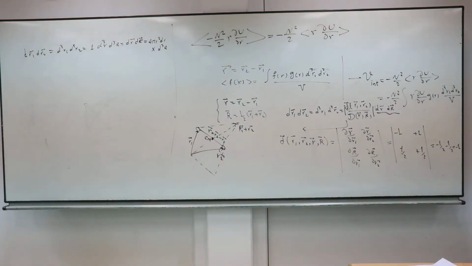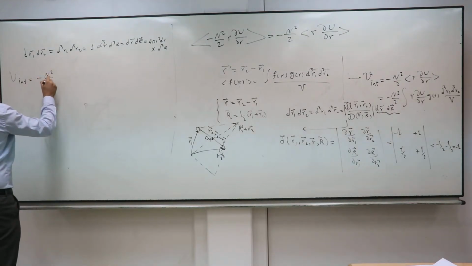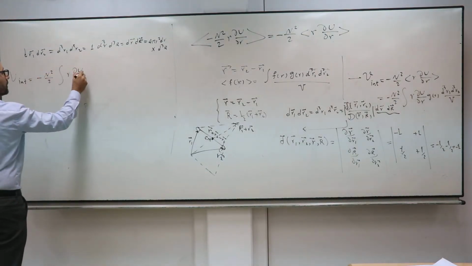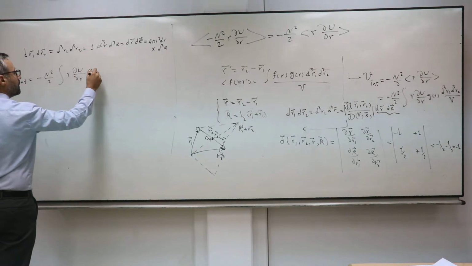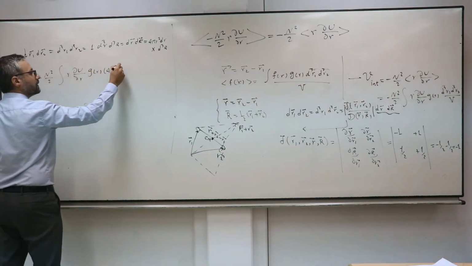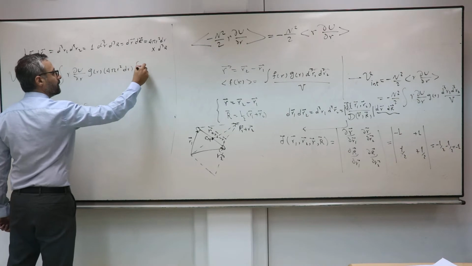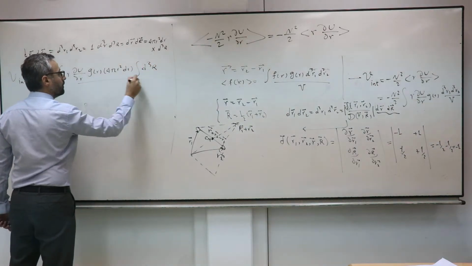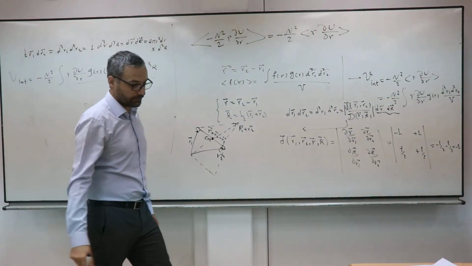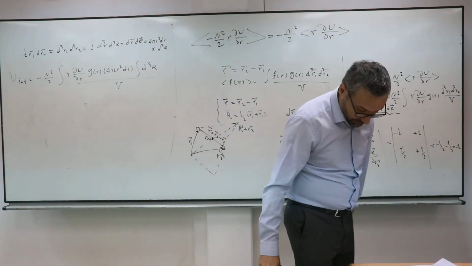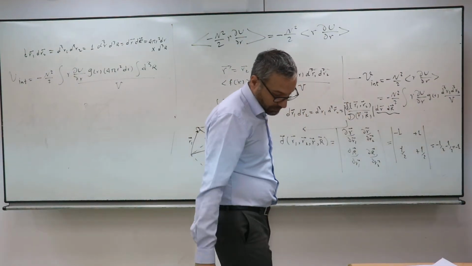So you have everything. Now I insert that in the integral. So V interaction will be minus N over 2V, integral of r, partial u over partial r, dr, g(r), 4 pi r squared dr, integral of d cubic R over the volume. Over the volume, yes.